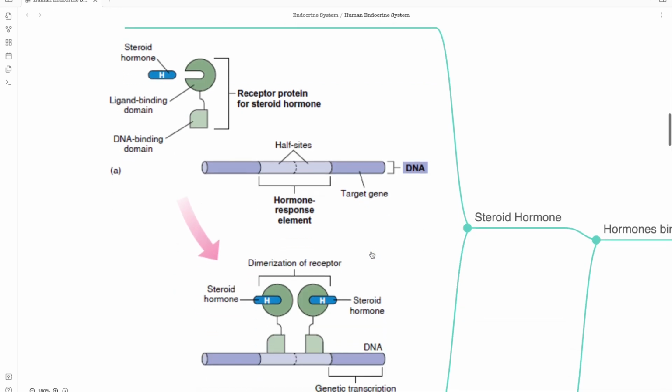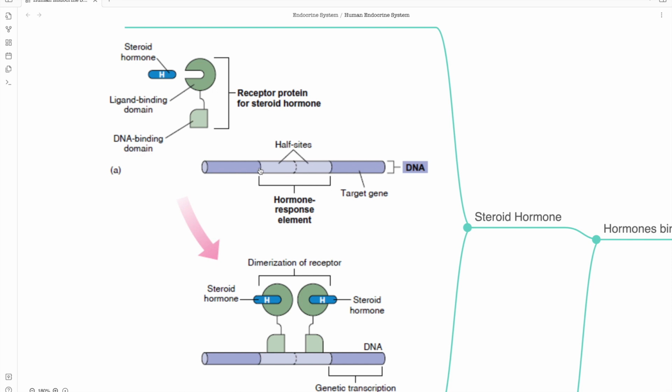Now this is the receptor protein, and as I have already mentioned, it contains two parts. One is the ligand binding domain, where the hormone can come and bind. Another one is the DNA binding protein. This part is mainly associated with the binding of DNA. That means it can go and attach with the DNA. So that is called the DNA binding domain, DBD.